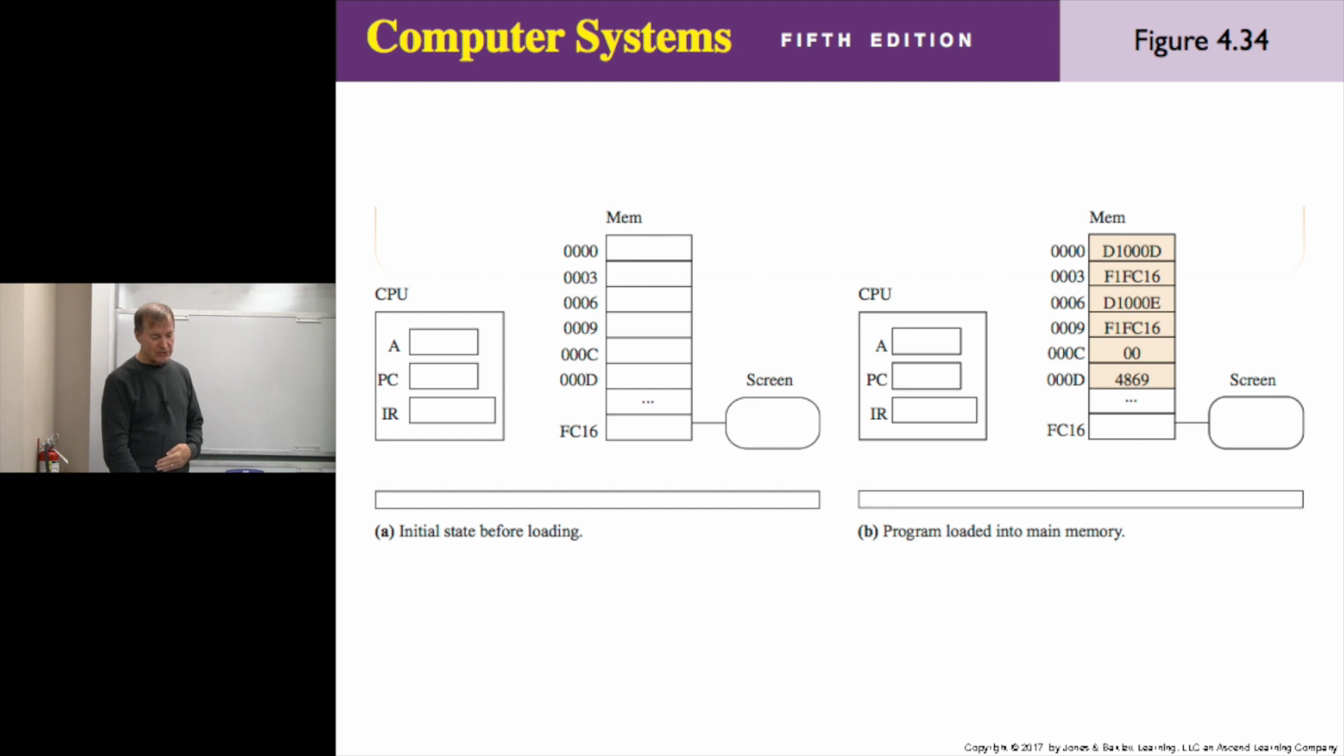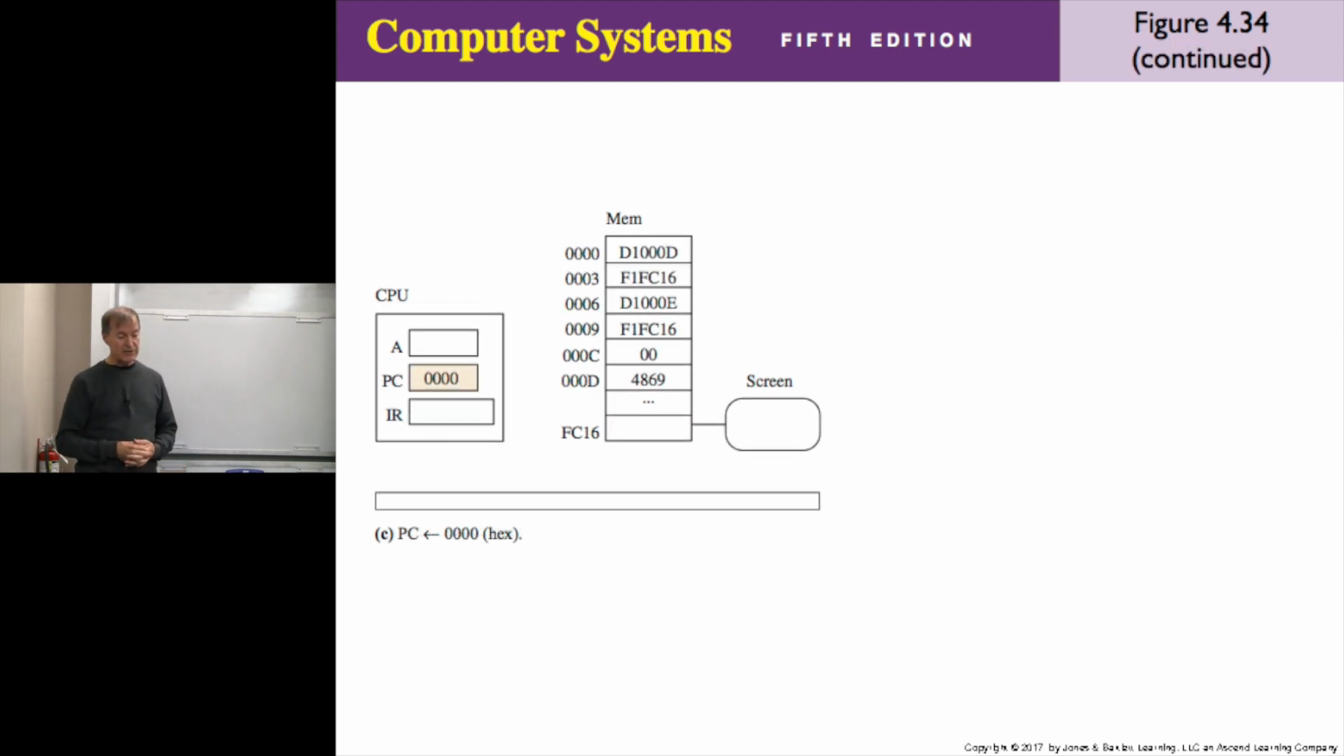Okay, so now what? What's the first step of the von Neumann cycle? Oh, and what about the program counter? There's one more thing that has to happen. What do we have to do with the program counter before we start the execution cycle? Yeah, it has to be initialized. So here in part C of the figure, the program counter is initialized to 0000. Why is that? Because we assume the program is loaded starting at 0000.